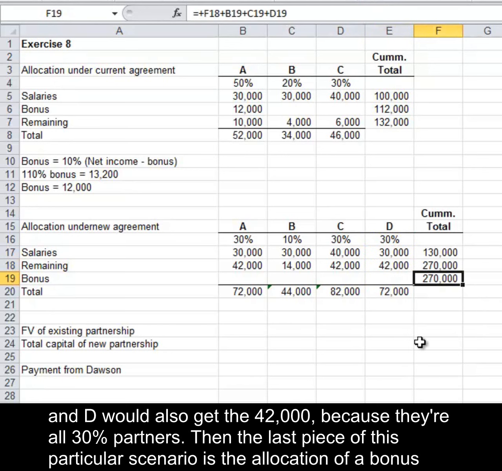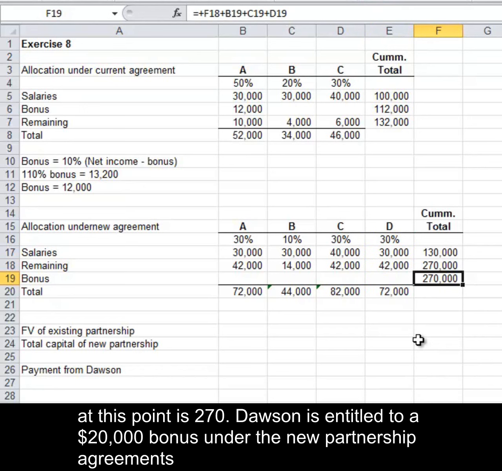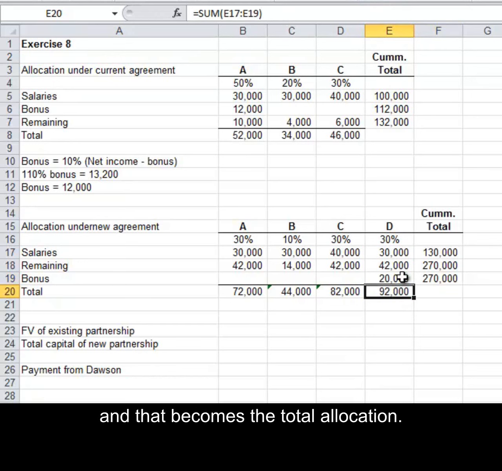Then the last piece of this particular scenario is the allocation of a bonus potentially to Dawson. So if we look at it, the cumulative total income at this point is 270. Dawson is entitled to a $20,000 bonus under the new partnership agreements, and that becomes the total allocation.